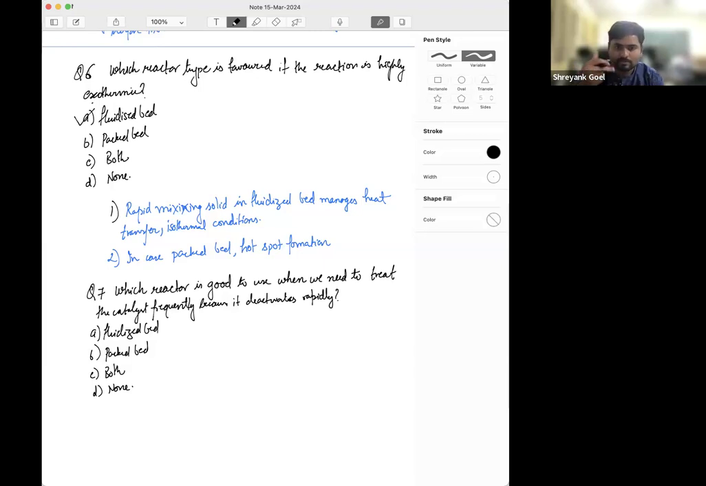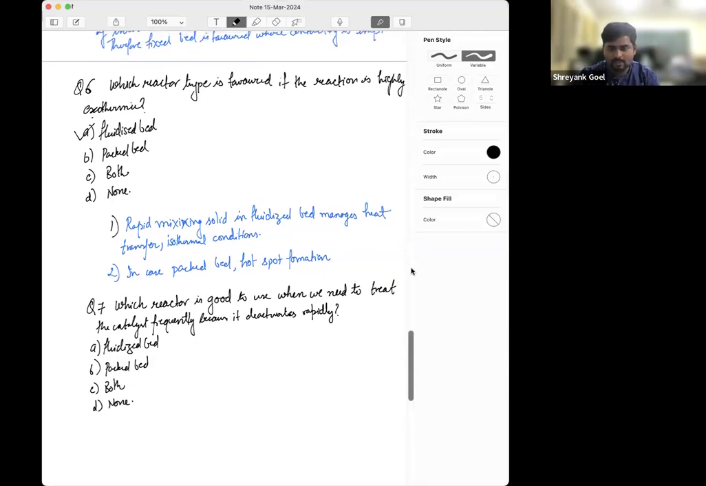It depends on what your priority is, whether you want good contacting or whether the reaction is exothermic. If the reaction is exothermic, you should directly go for a fluidized bed. The efficiency may not be that much, but because the reaction is exothermic and you want to avoid the formation of hot spots, that's why a fluidized bed is recommended.